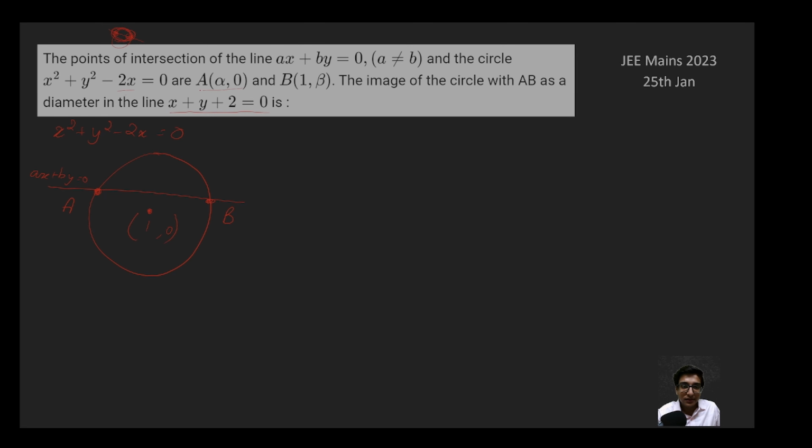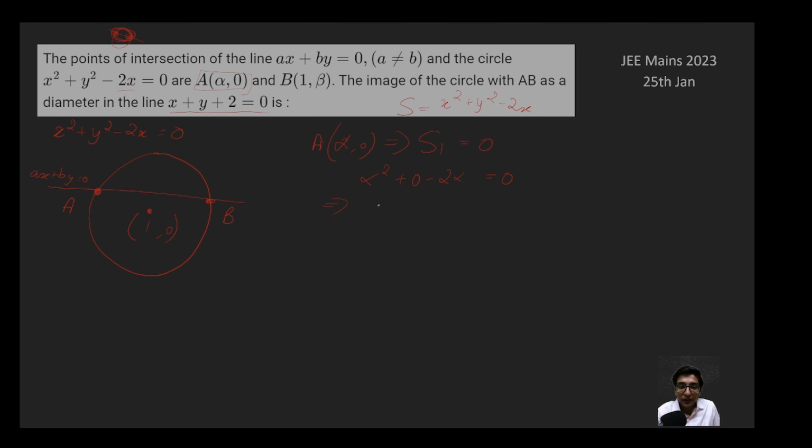Of course, since A is a point (alpha, 0) and lies on this circle, it would satisfy the equation of the circle as well. So for A (alpha, 0), S1 would be equal to 0 since it lies on the circle. And what is our S? S for this circle is x square plus y square minus 2x. That's it. So our S1 would become alpha square plus 0 minus 2 alpha. This is equal to 0 if point A is lying on the circle, and they have told us that A and B are lying on the circle because they are the points of intersection.